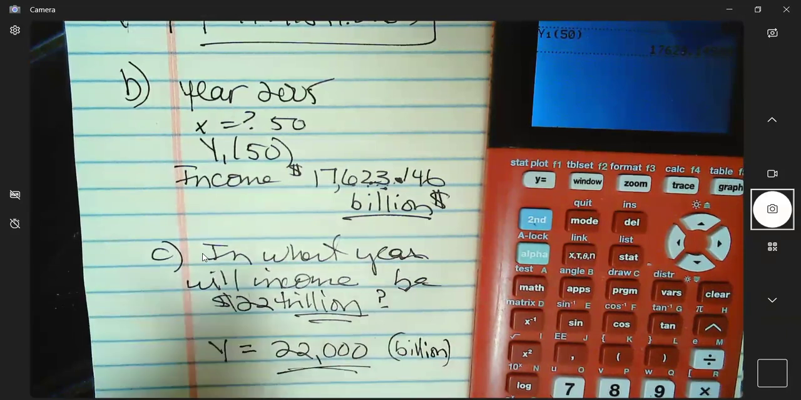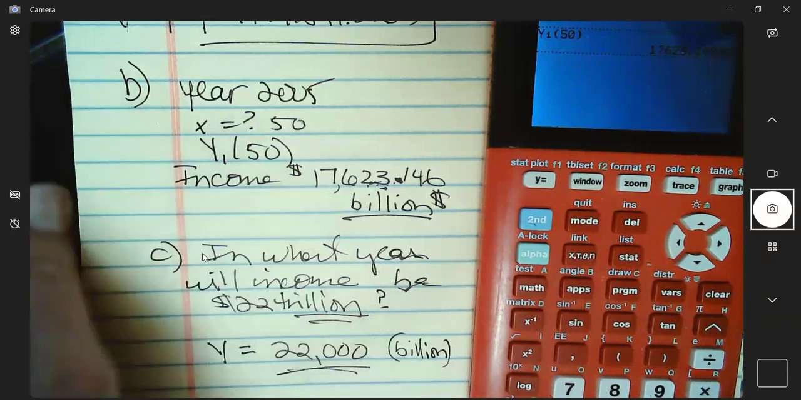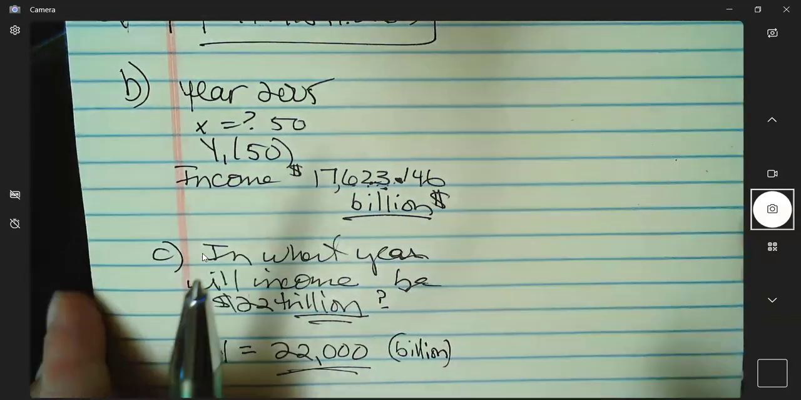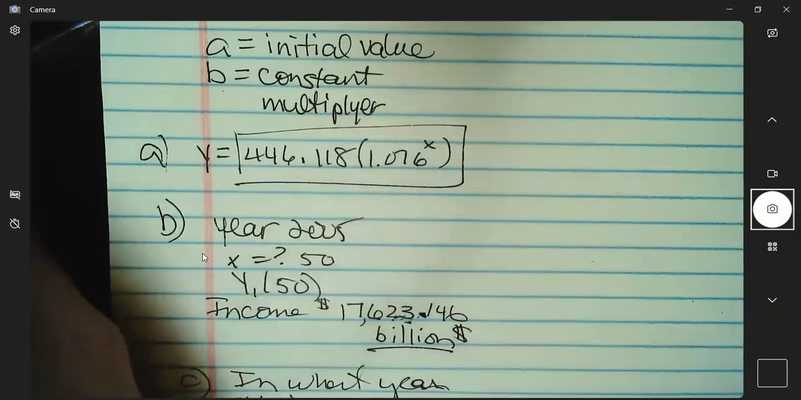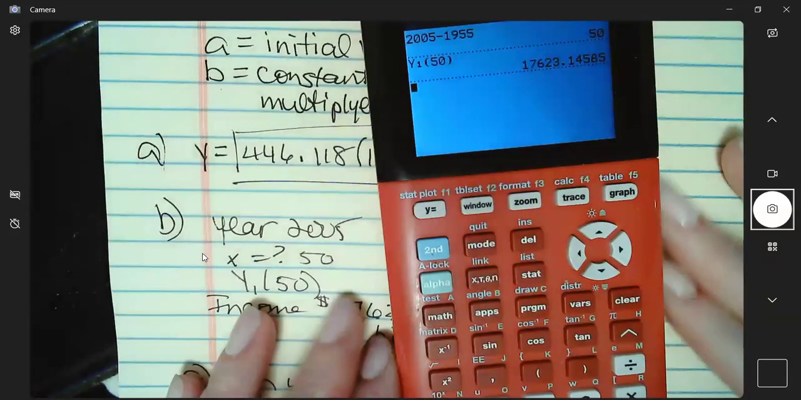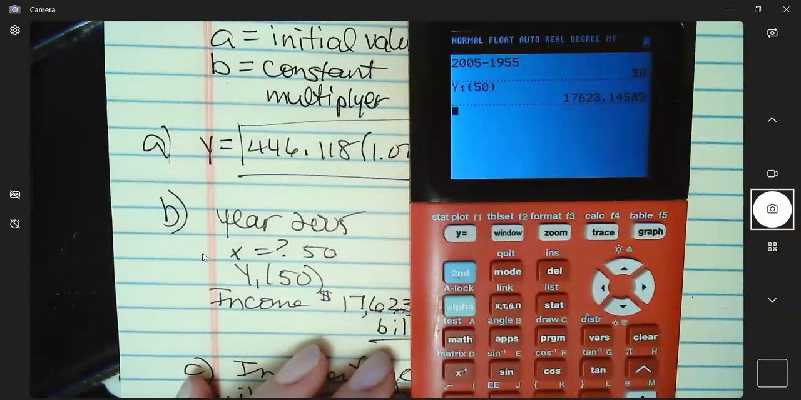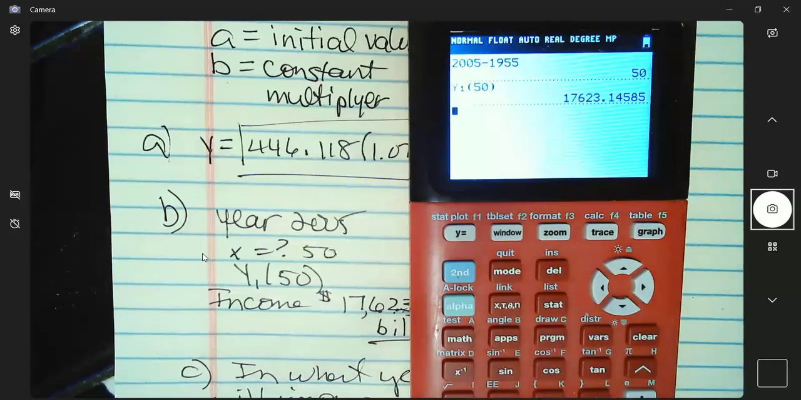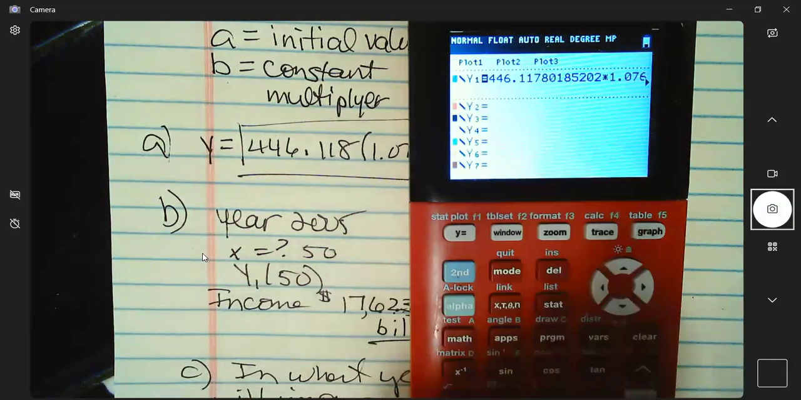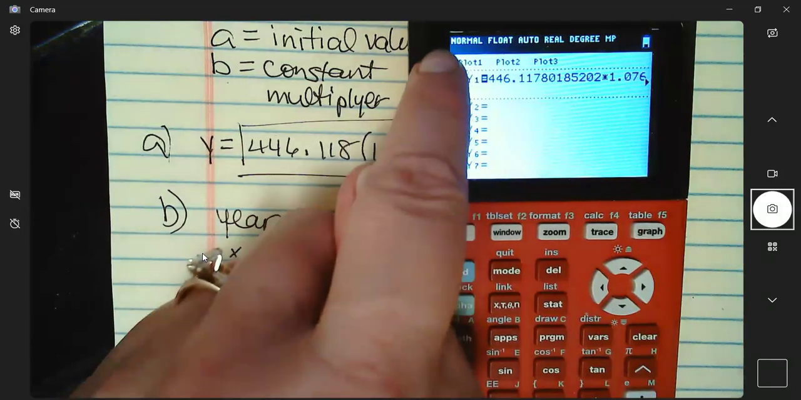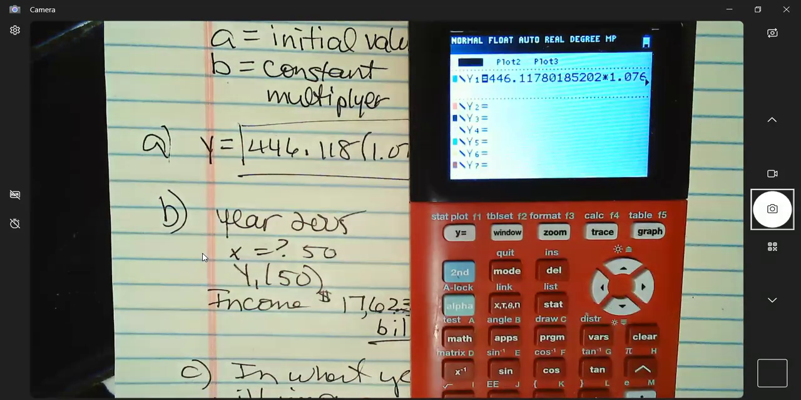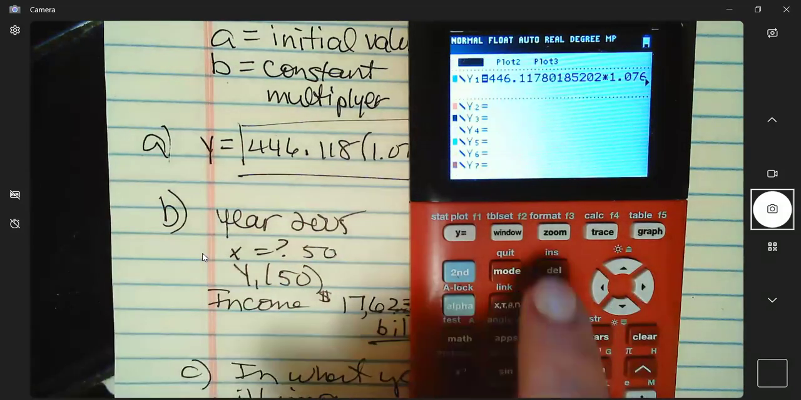So we can take our function, make it equal 22,000 and solve it using logarithms, but we'd be using the long version of the numbers. I really think in a case like this, to be the most accurate, we want to use the long version of the numbers that are in here. So what I'm going to do is up here where it has the plot, I'm going to turn the plot on.